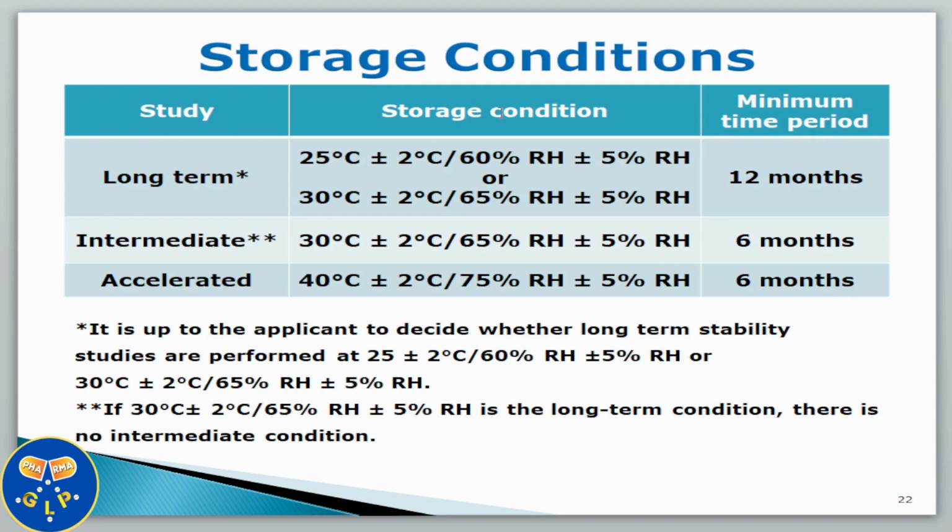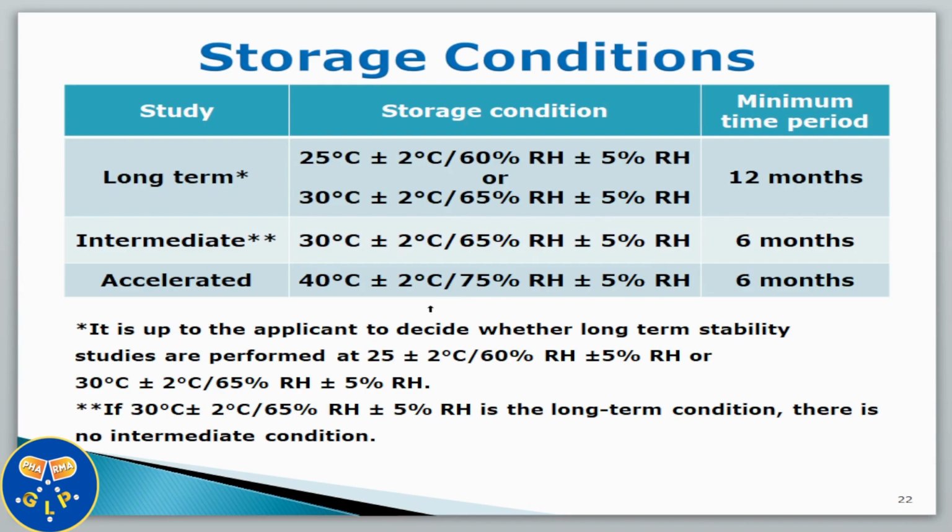Now we will check what are the storage conditions in general case. Different storage conditions are recommended for stability studies based on different cases. In general case, long-term stability studies are conducted at 25 degrees centigrade plus minus 2 degrees centigrade and 60% RH plus minus 5% RH, or 30 degrees centigrade plus minus 2 degrees centigrade and 65% RH plus minus 5% RH. Intermediate stability studies are conducted at 30 degrees centigrade plus minus 2 degrees centigrade and 65% RH plus minus 5% RH. And accelerated stability studies are conducted at 40 degrees centigrade plus minus 2 degrees centigrade and 75% RH plus minus 5% RH.